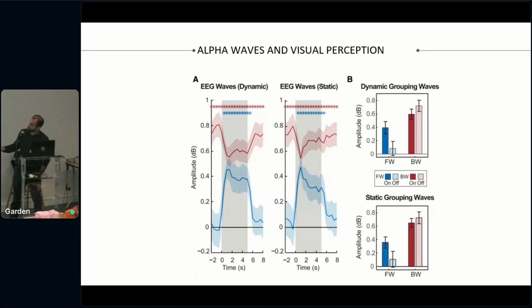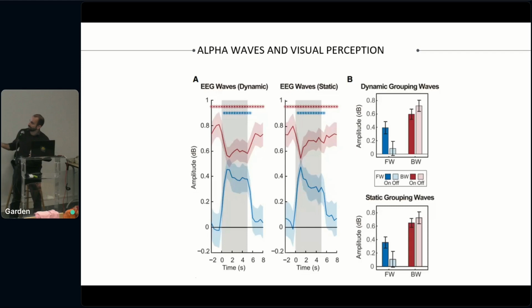So there is an increase of forward waves and a decrease of backward waves, both in the dynamic and in the static condition. Interestingly, in the static condition, where it's more predictable or more boring, if you want, so it's just a white patch that stays there for 5 seconds, over time the forward waves decrease and the backward waves increase.